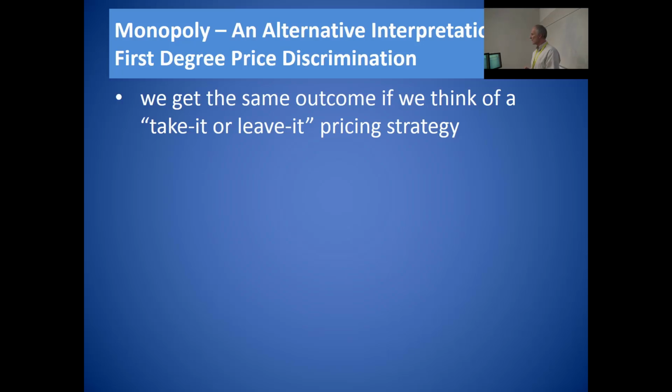Rather than thinking about the monopolist selling each and every unit for a different price to the customer who values it most highly, I want you to think about perfect price discrimination as a pricing strategy where the firm sells a fixed amount of output for a take it or leave it price. So the firm will construct a quantity price package and say to customers, okay, that's your package. You can buy it or not. Take it or leave it.